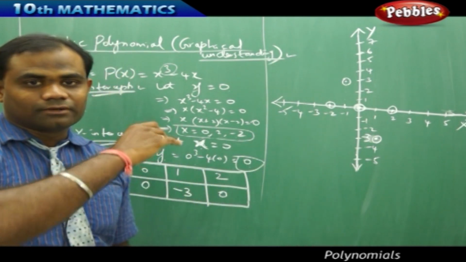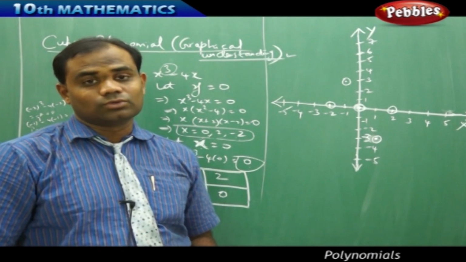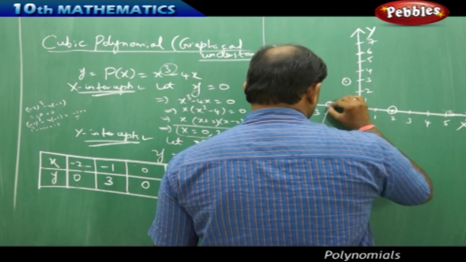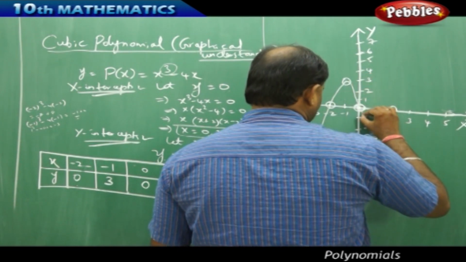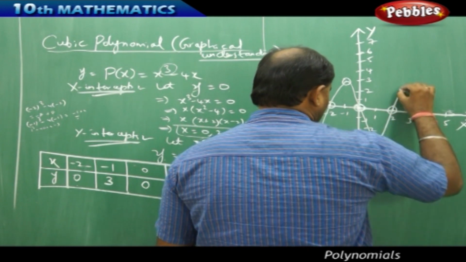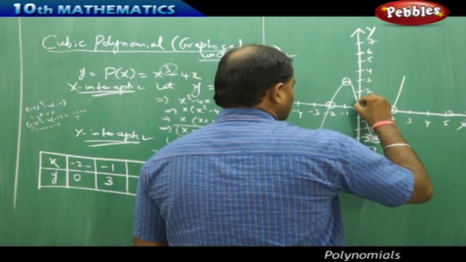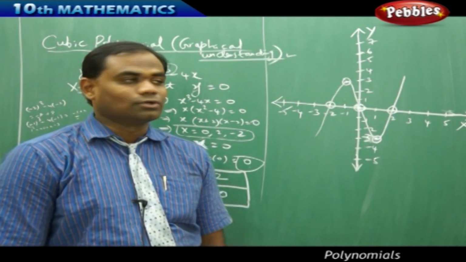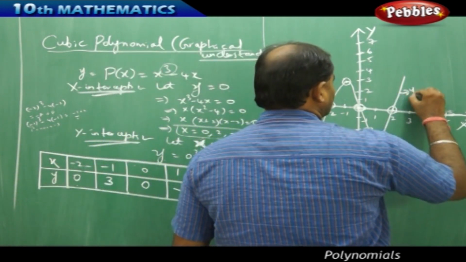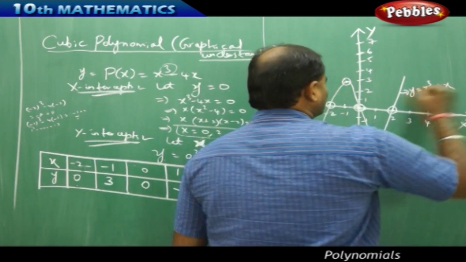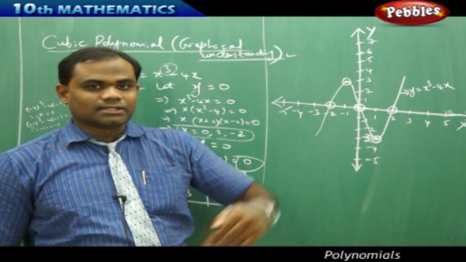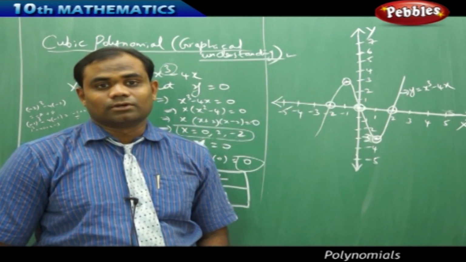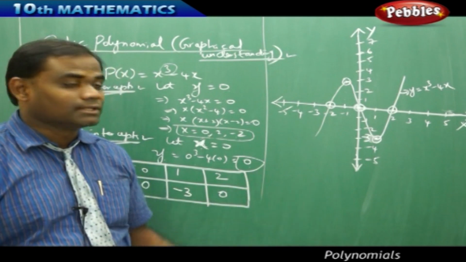Then I would like to join them with a smooth freehand curve, a continuous smooth curve drawn using a hand. So let's see how the shape would be. It comes here, comes down, touches, goes up, and this is how the cubic polynomial looks in its shape. The cubic polynomial y equals x cubed minus 4x is in the shape of a zigzag, a crest and a trough, or something like this is how the cubic polynomial looks.